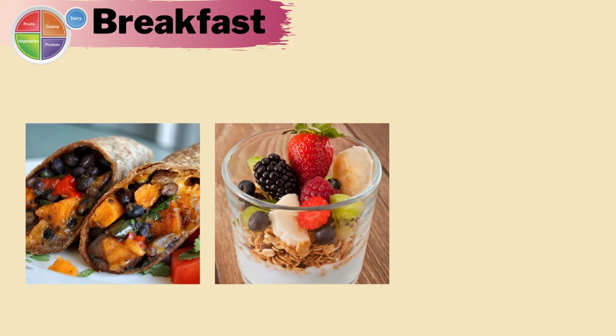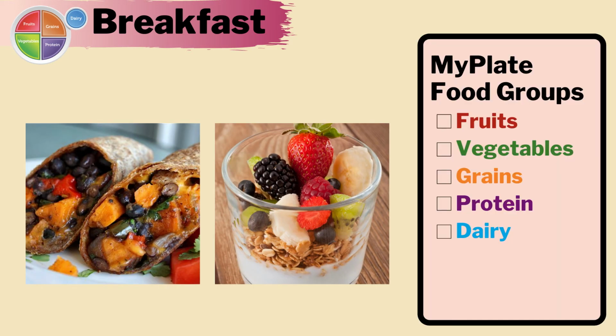For breakfast, I have a breakfast burrito and a fruit cup. In this meal, I'm getting all 5 food groups. I have fruit from the fruit cup, vegetables from the peppers, onions, and sweet potatoes in the burrito, grains from the tortilla and the granola, protein from the beans, and dairy from the yogurt.